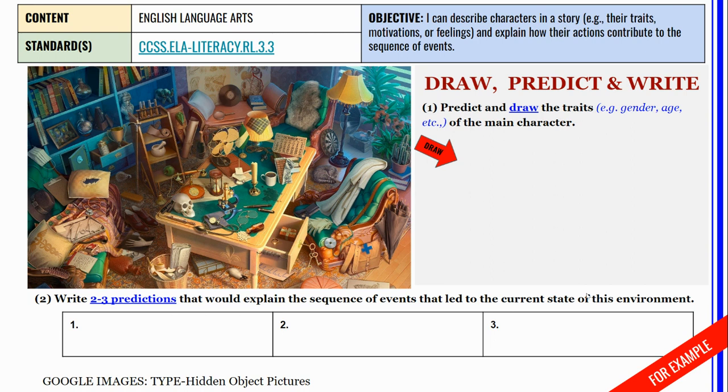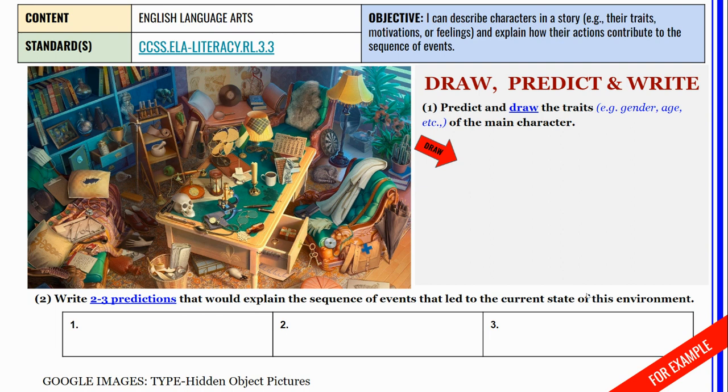Are they an older person? Are they a younger person? Are there any things in this picture that might indicate the age or the gender of this character? And why do our scholars think that gender or that age is unique to what we see here in this picture?